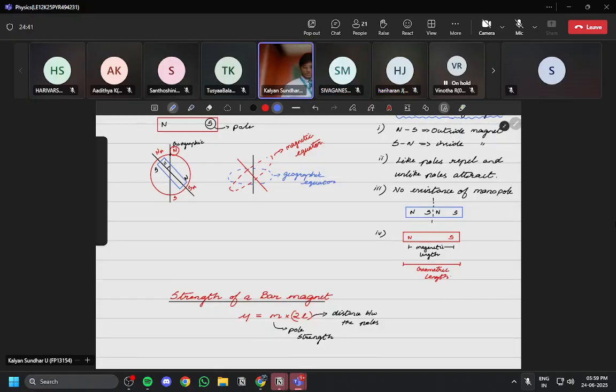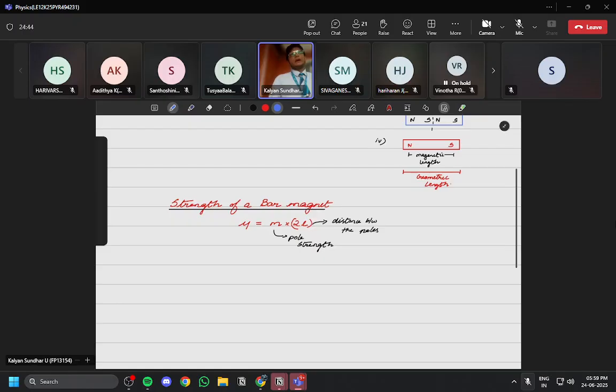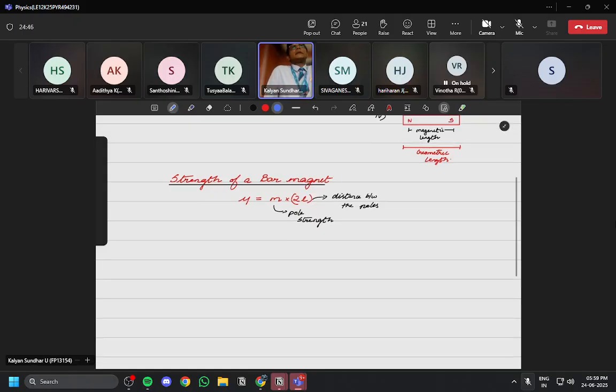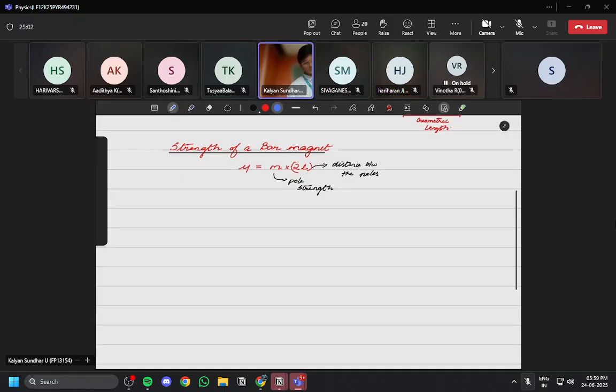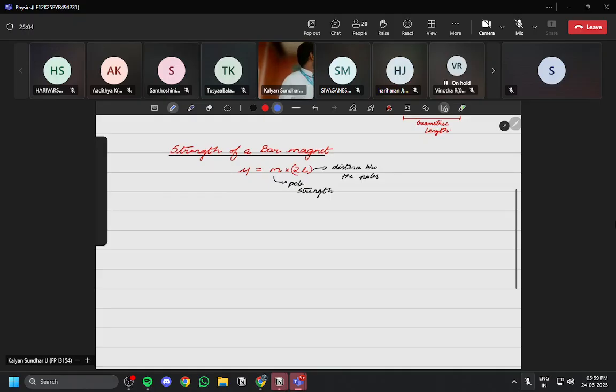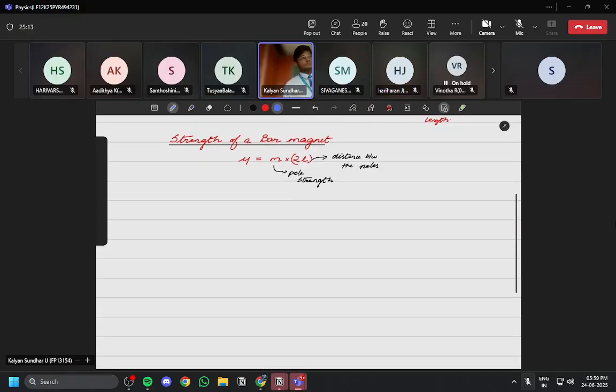Right. So this one is about the strength of a bar magnet. Just as we say strength of an electric dipole, electric dipole is the product of the magnitude of charge into the distance between the charges. In the same way, here it is the product of pole strength into the distance between the poles. Yes, sir. These two are the same. Magnetic dipole is mentioned as mu. Yep. Moment.